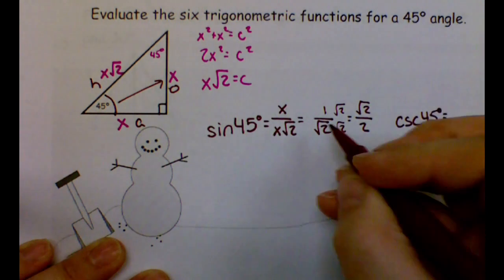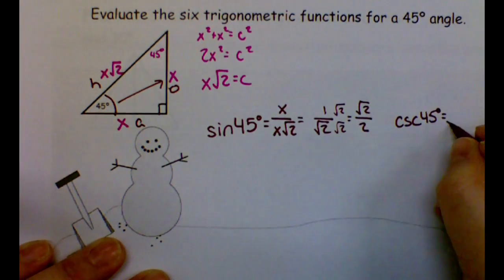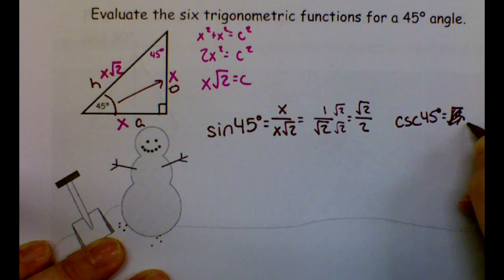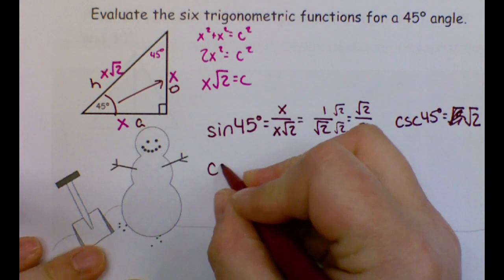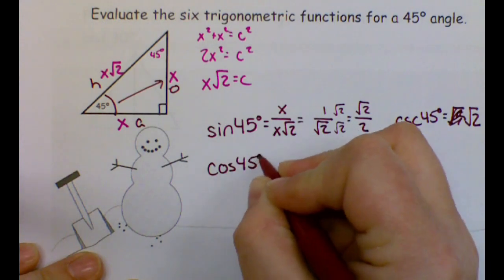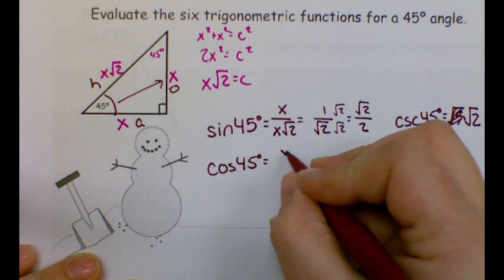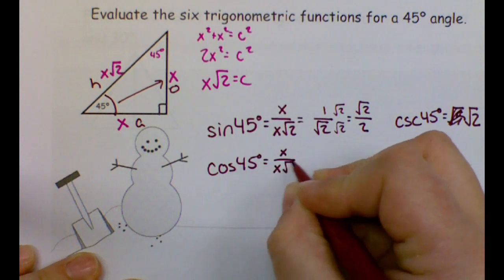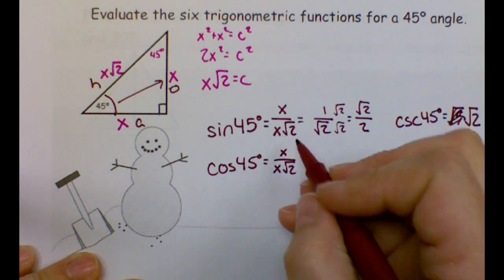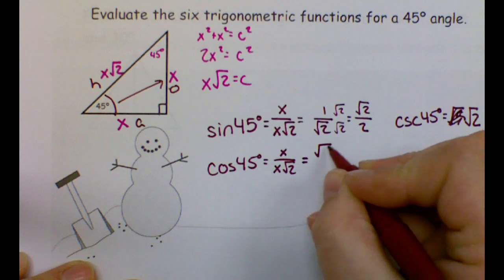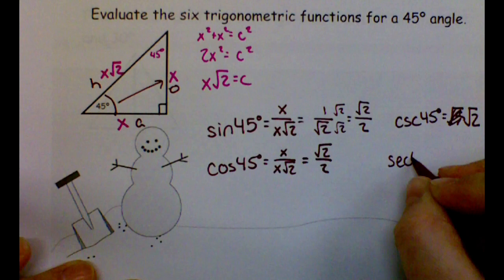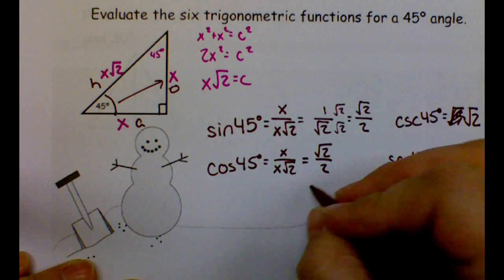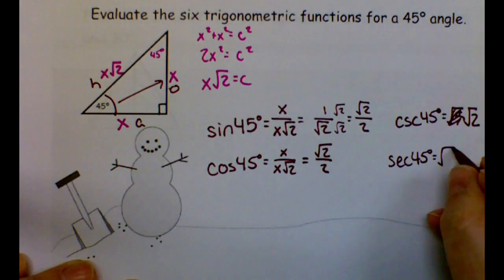Well, cosecant is the reciprocal, so the cosecant of 45 degrees is the square root of 2. All right, cosine of 45 degrees. Adjacent over hypotenuse. My adjacent is x. My hypotenuse is x square root 2. Oh, look, it's exactly the same, which means it's going to become square root 2 over 2. The secant of 45 degrees is the reciprocal, which is going to be the same as the cosecant.